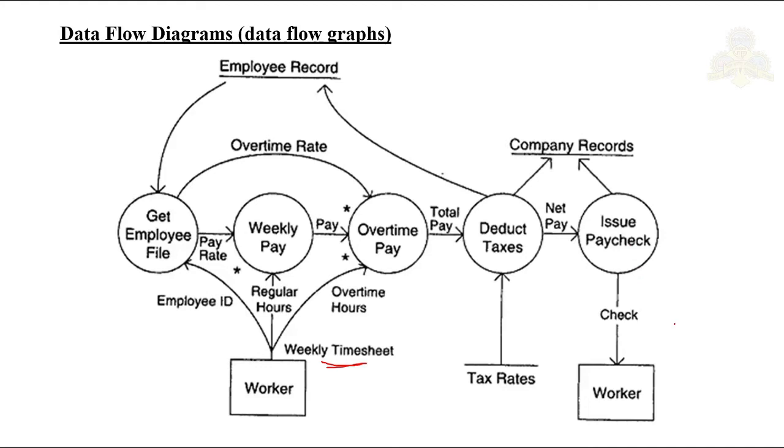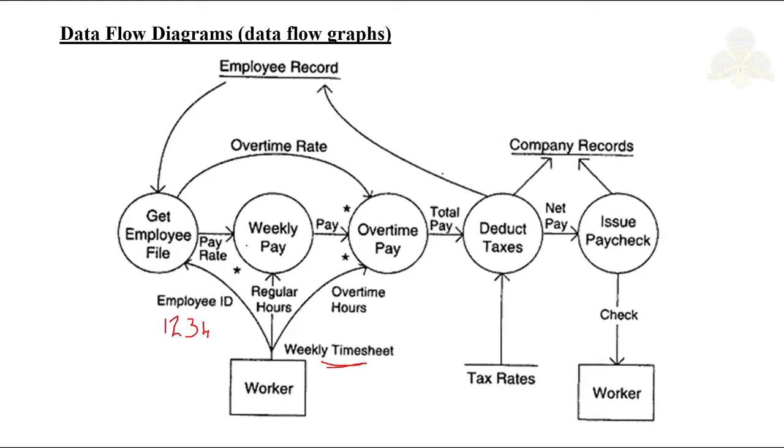Now, how this system will work is, first the employee record is retrieved. How is the employee record retrieved? By giving the employee ID to a process called get employee file. The employee ID is unique, say for example, 1234. First you give the unique employee ID to the process get employee file. Once you give the ID, the employee record would be fetched from the external file employee record. From there, this particular employee ID's details would be fetched.